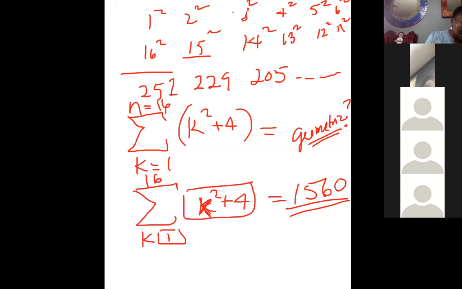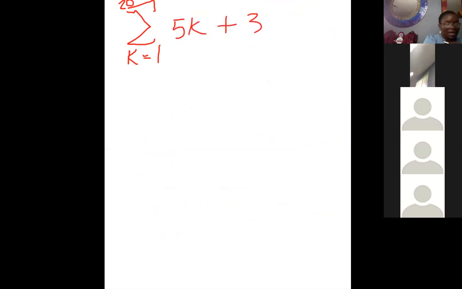Now, for this one right here, this is what I have. This one's too easy, guys. Let's try this one instead. Okay, k equals 1, and I'm going to try that summation notation again, all right? And this goes up to 20, and this is 5k plus 3. Okay? So let's give this one a try.